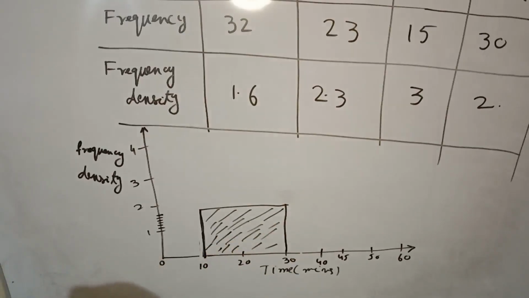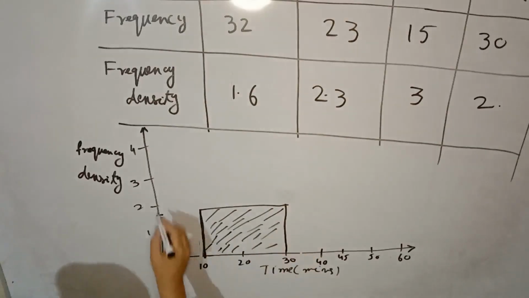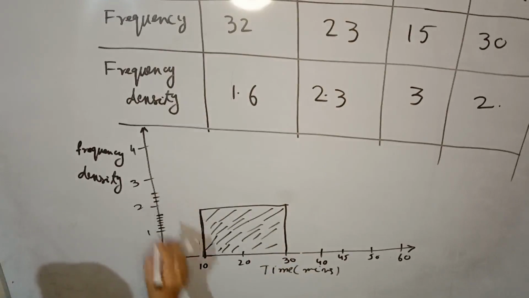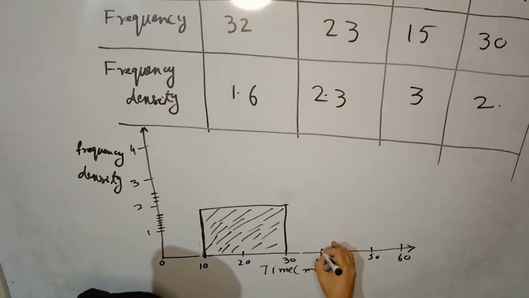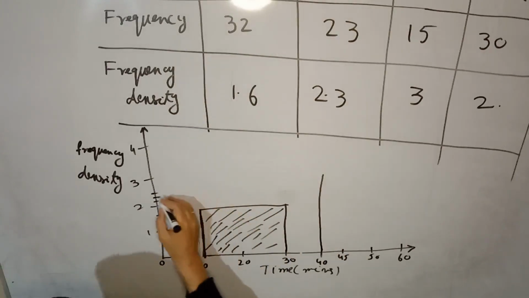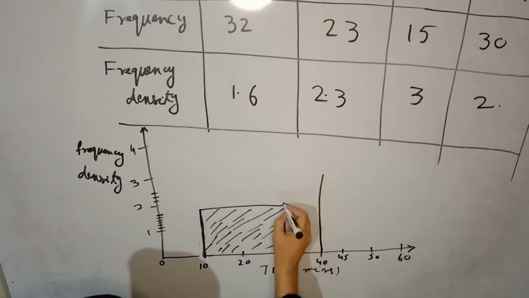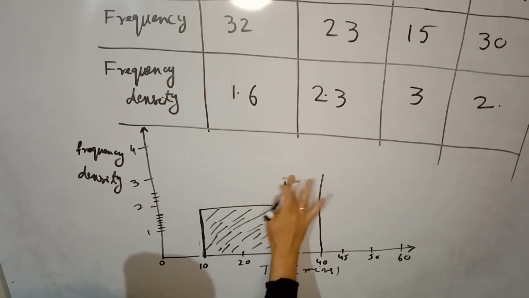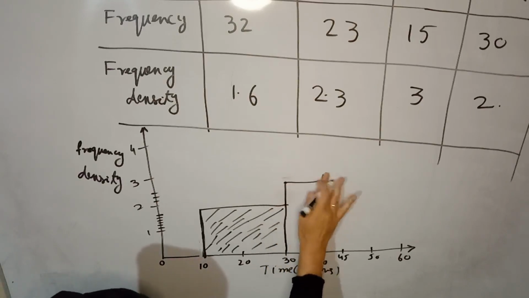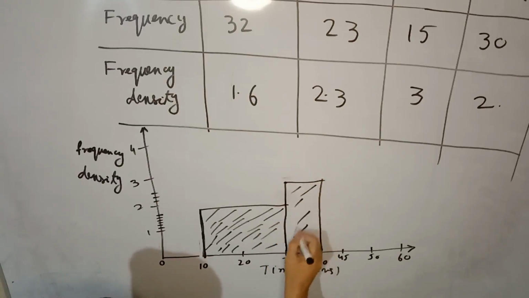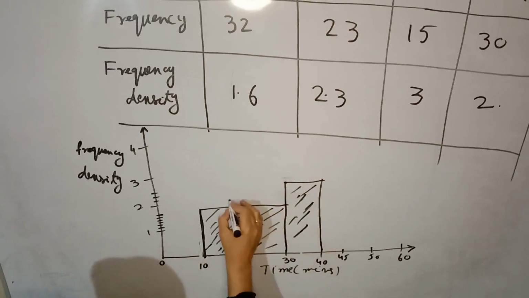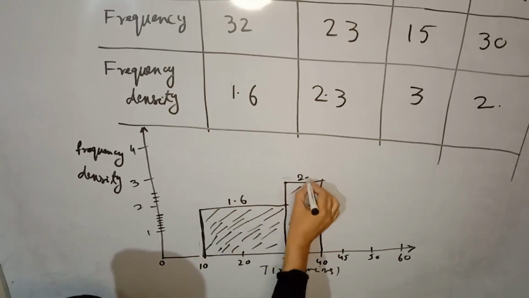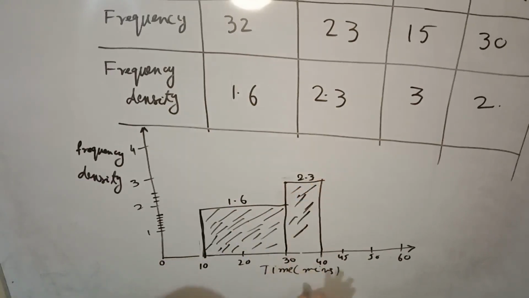Next is from 30 to 40 and its frequency density is 2.3. And this is from 30 to 40, this is 40, and this is 2.3, up till here. So this is from 30 to 40, and this was 1.6 and this was 2.3. I just want to mention here.